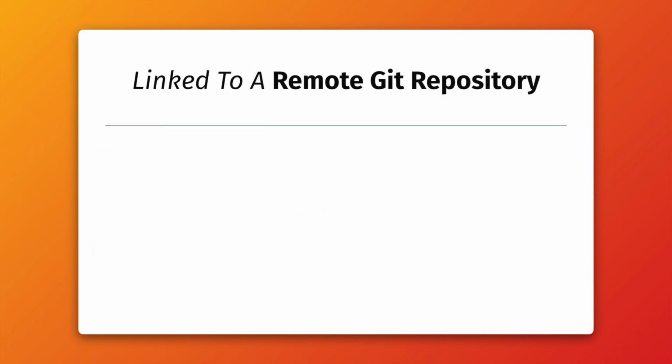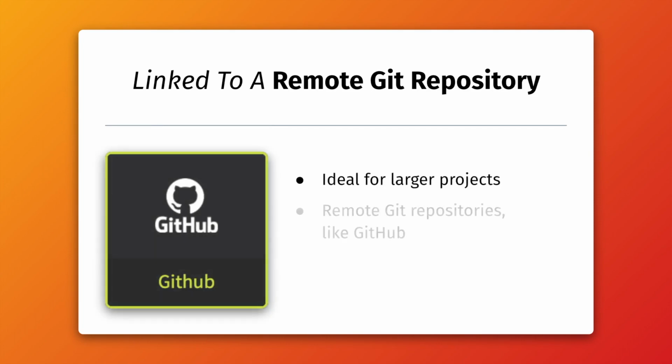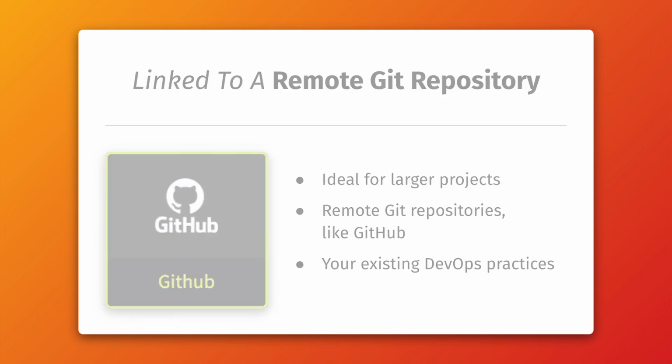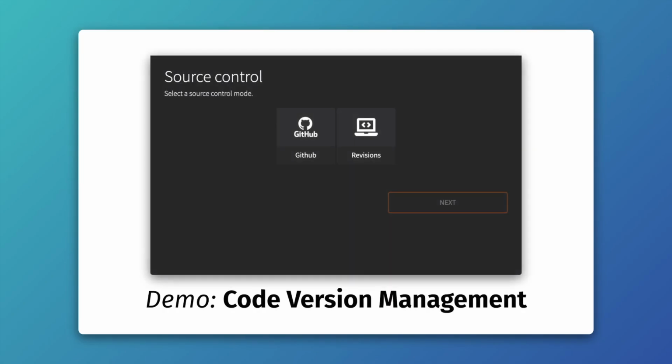For larger projects, linking your app with a remote Git repository, like one hosted on GitHub or Azure repos, gives you the ability to bring OXIDE into your existing DevOps practice. Developers can work on different Git branches and complete work using Git best practices, including code reviews and methodologies like trunk-based development or Git flow. Let's take a look at OXIDE to see how each of these version management approaches work.